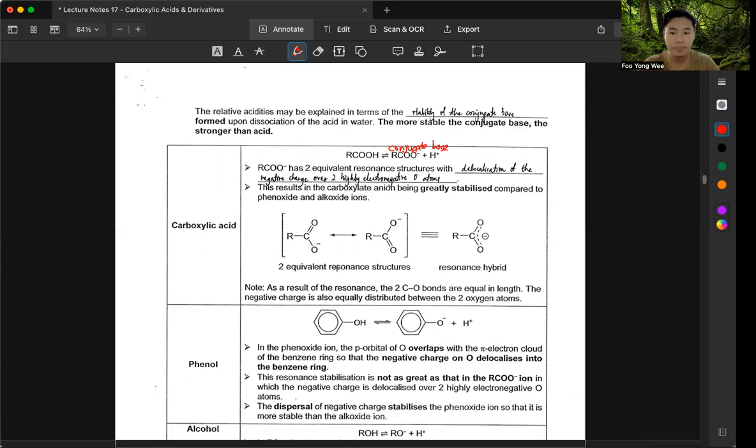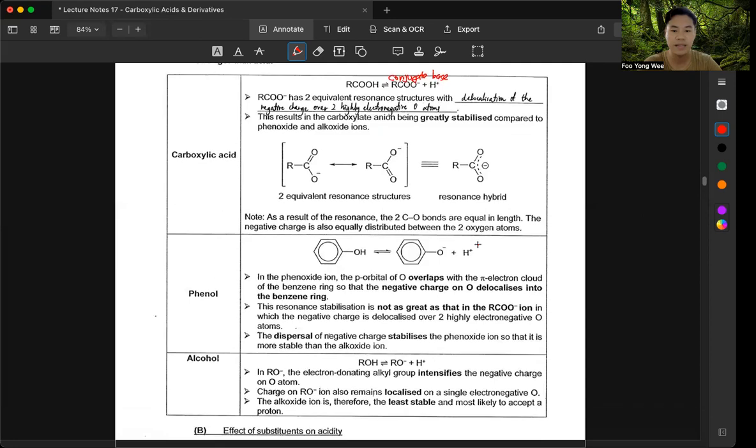Based on experimental data, the two CO bonds are actually equal in length. This proved that the negative charge is actually equally distributed between the two oxygen atoms. It spans about the same around here. So it means that the negative charges are moving freely between the two oxygen atoms.